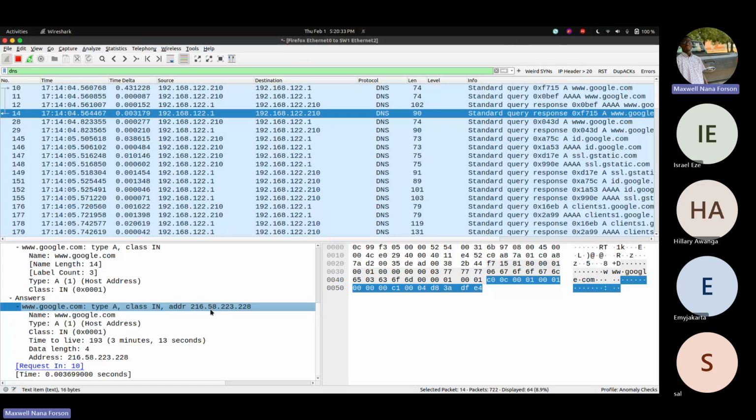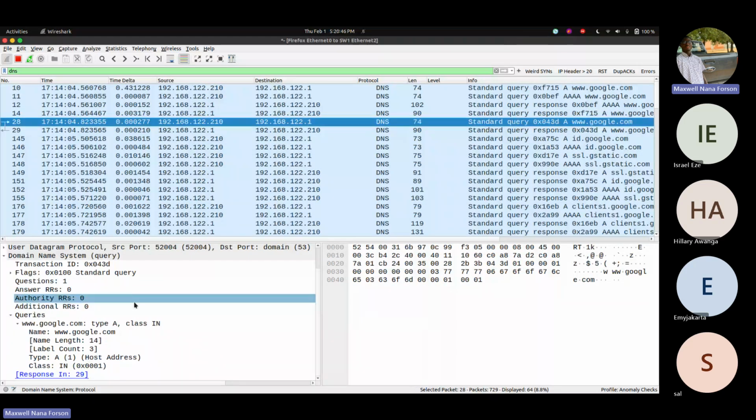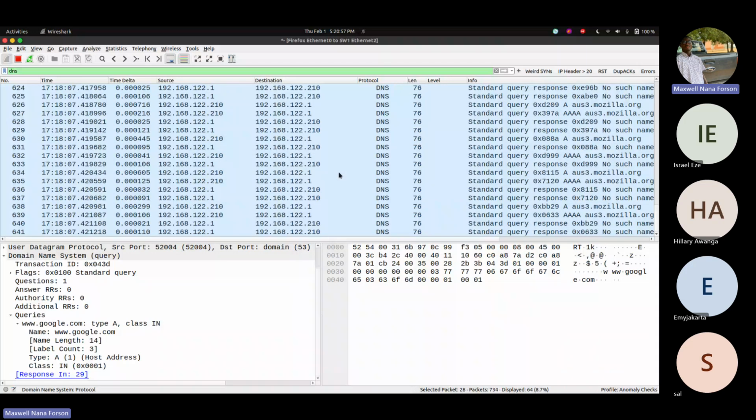You can see a couple of other DNS requests that were sent. Right, so we have another one sent to Google. So this is what happens. But at times when we send out something and the server doesn't know how to respond, it doesn't give us anything. Okay, and I think we have a question.